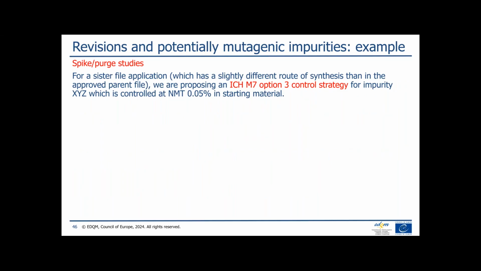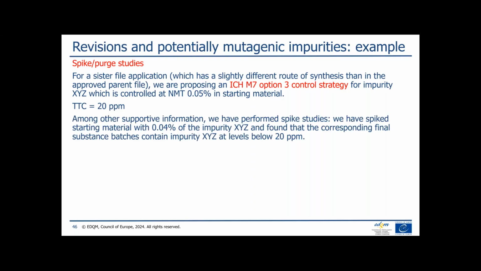Example for spike and purge studies. For example, for a SEP application where there is an ICH M7 Option 3 control strategy in starting material, TTC 20 ppm. A spike study is done, 0.04% of the impurity spiked with the starting material. And then we demonstrated that the levels of the impurities are below TTC in final substance.